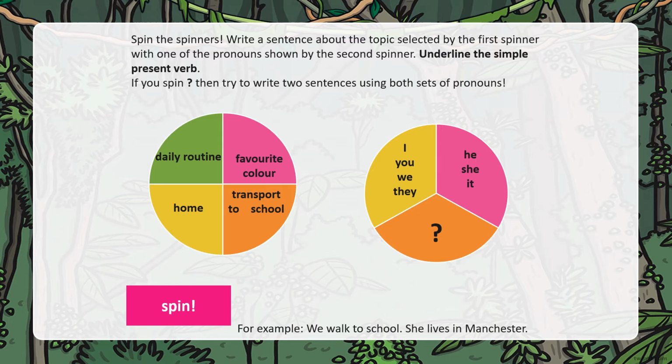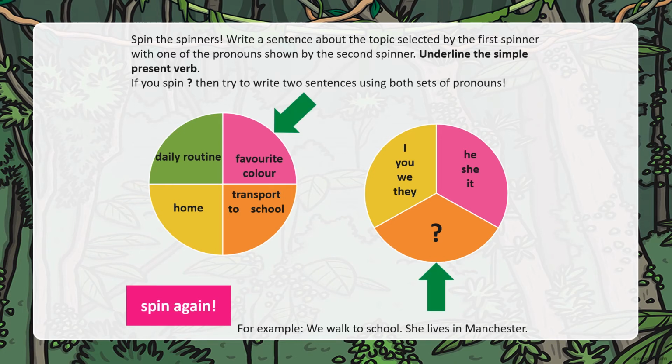So what happens is we're going to spin and then two arrows are going to show you which two parts you need to include in your sentence. So you can see an example at the bottom here. For example, let me just use my pointer. We walk to school would be the pointer pointing to this for we, and transport to school, walk to school. Okay, we walk to school. She lives in Manchester, so she, and then that would be where? Home. She lives in Manchester. Okay, let's spin and see what we get.